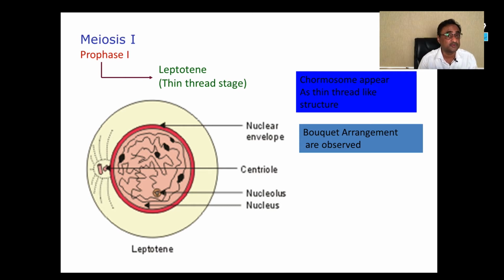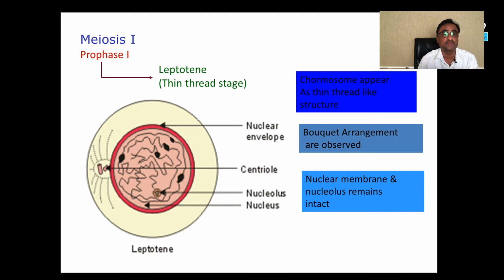Why are they intact? Because disappearance of the nuclear membrane and nucleolus is a part of late prophase, and leptotene is not late prophase, it is early prophase. Okay, so that's why it is there, right? So in leptotene, we will concentrate only up to this point, that the chromomeres are visible, and the chromosomes appear as a long thin thread structure.